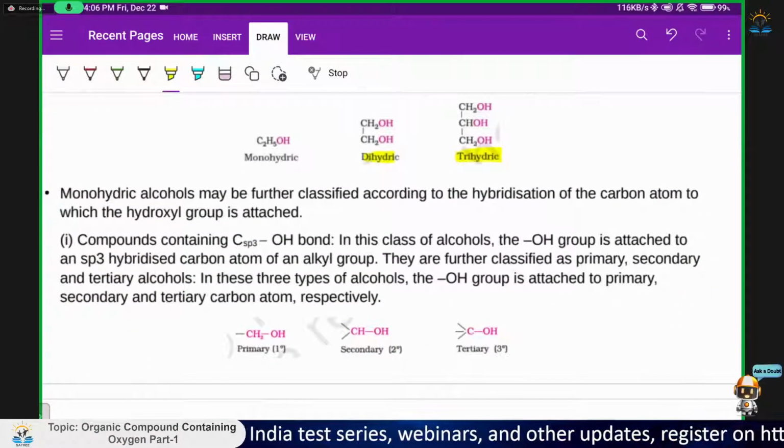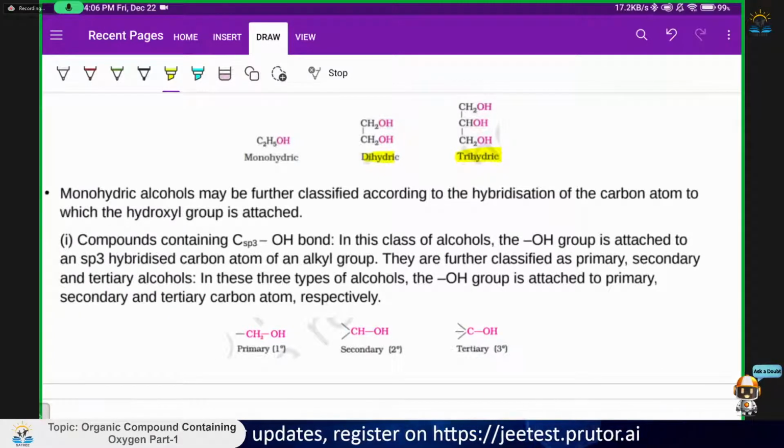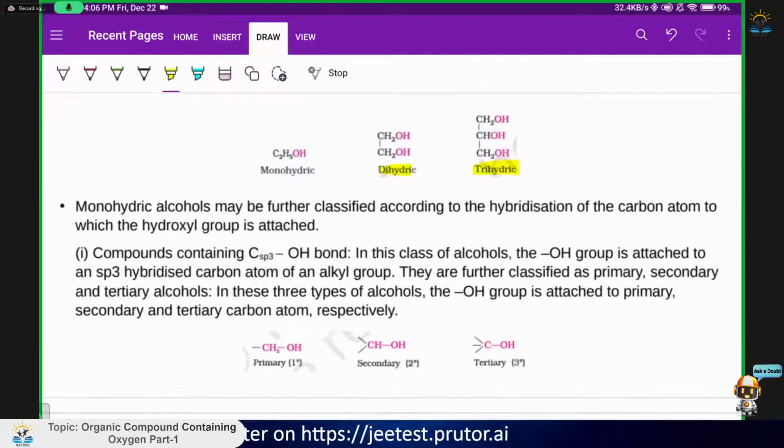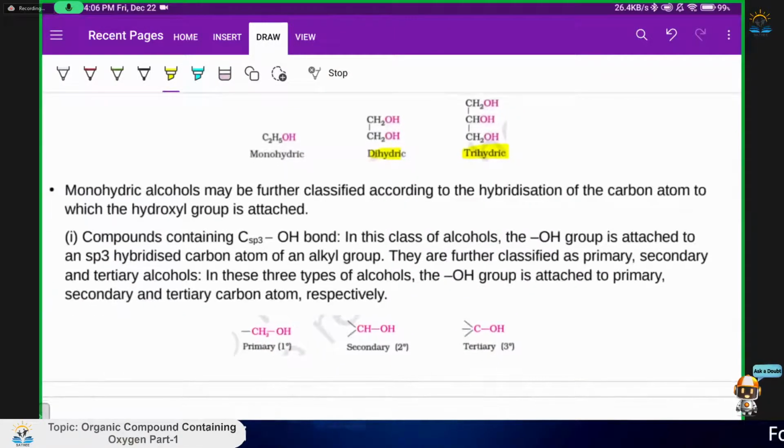Monohydric alcohols may be further classified according to the hybridization of the carbon atom to which the hydroxyl group is attached. So depending upon whether the OH group is attached to an sp3 hybridized carbon or an sp2 hybridized carbon, we can again classify monohydric alcohols. Let's see how it is classified. First, compounds containing an sp3 C-OH bond, when the OH group is attached to an sp3 hybridized carbon. In this class of alcohols, the OH group is attached to an sp3 hybridized carbon atom of an alkyl group. They are further classified as primary, secondary, and tertiary alcohols.